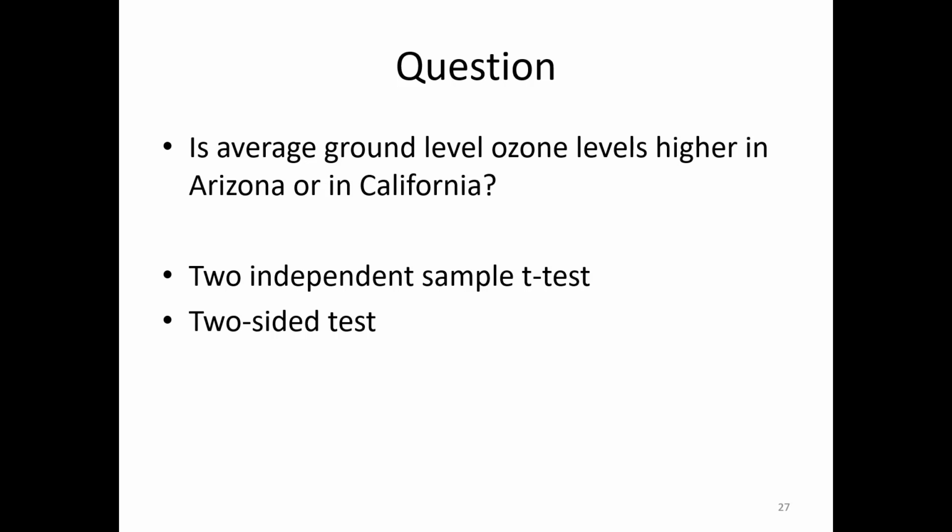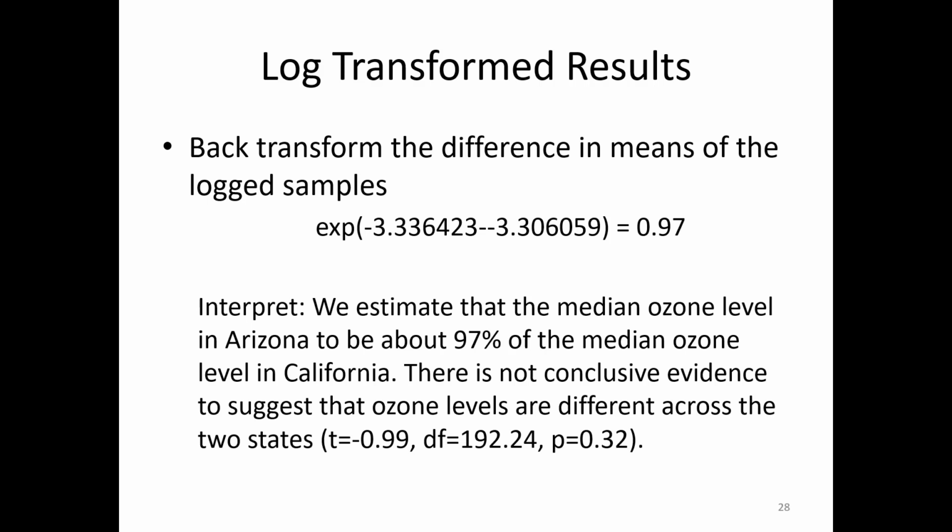So our question is, is average ground level ozone levels higher in Arizona and California? We ran a 2 independent sample t-test. It was a 2-sided test. And here is what we do, we back transform the difference in means of the logged samples. So exp negative 3.336, I just took this from the R output, minus a negative, and that's the mean of the logged data. The first number is for Arizona minus California, and we get a value of 0.97.